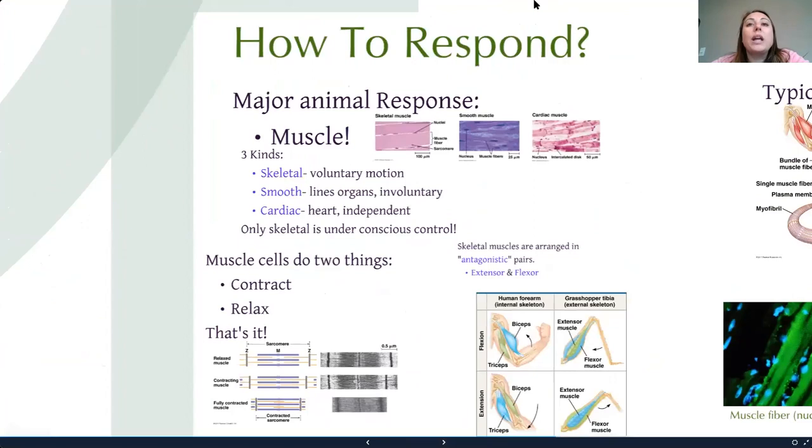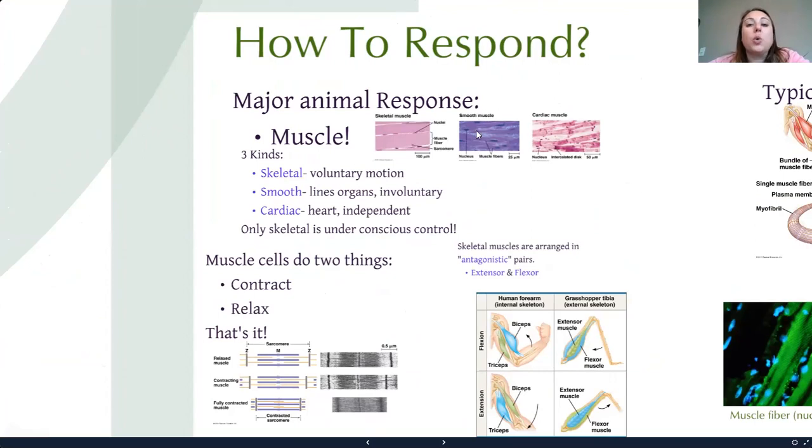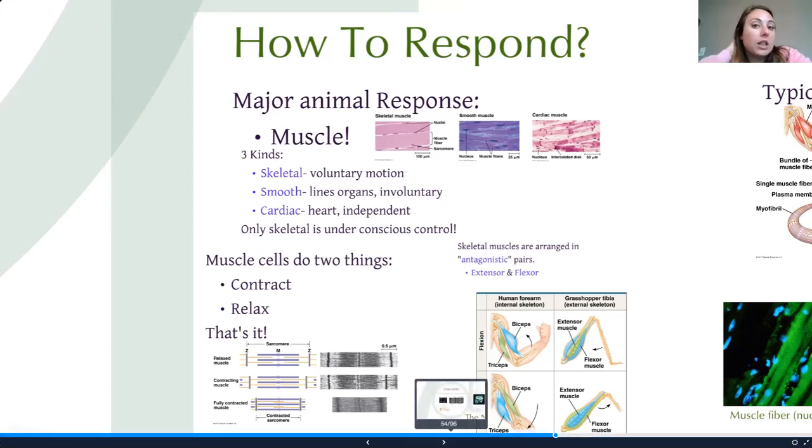Okay, so again, we have three types of muscles. We have smooth muscle, which is found in your gastrointestinal system. It's found in your reproductive system. We have skeletal muscle. This is how you move. And then we have cardiac muscle of your heart. And so only the skeletal muscle is under your control. Everything else is done in the brain stem.